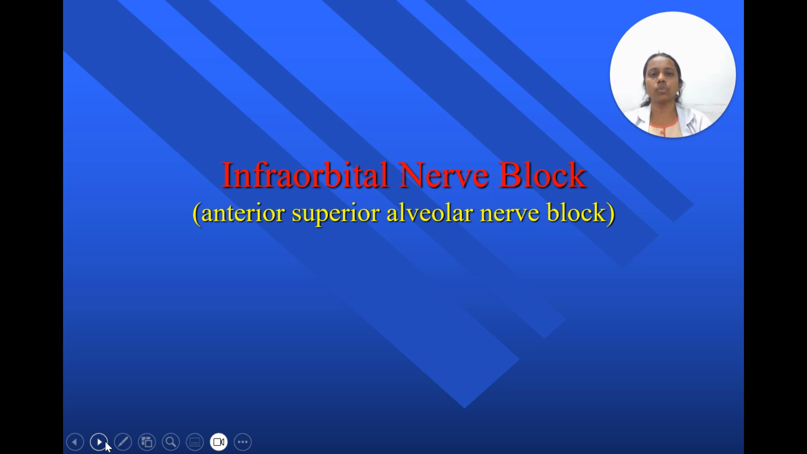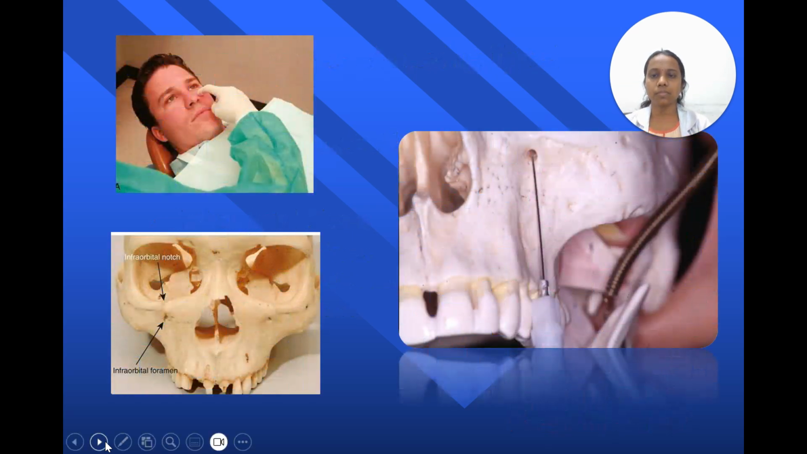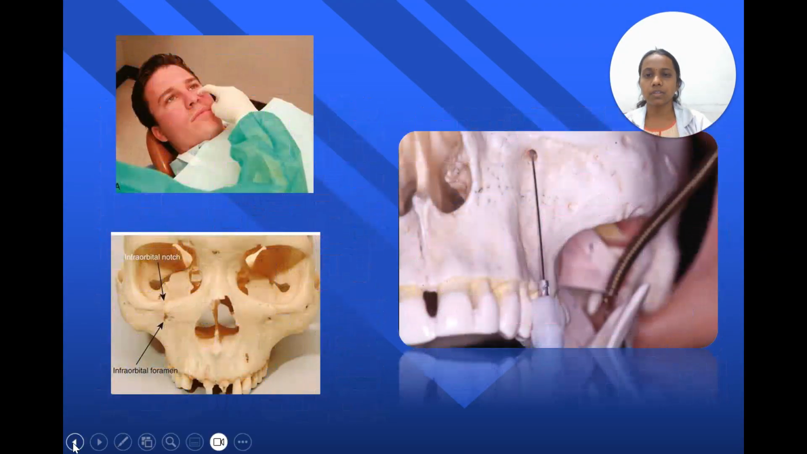Moving on to the infraorbital nerve block, or the anterior superior alveolar nerve block, which anesthetizes the anterior superior alveolar nerve and the terminal branches of the infraorbital nerve, which include the superior labial nerve, inferior palpebral nerve, and the lateral nasal nerve. So first you have to identify the landmarks, that is the infraorbital notch. About 5 mm below that is the infraorbital depression and the foramen.